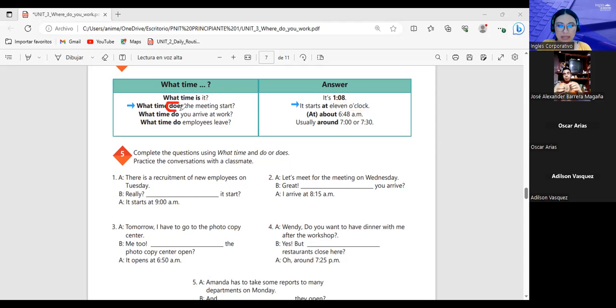What time does? Because we are talking about the meeting. Como el meeting es considerado una tercera persona, it. Cuando ya es una afirmación, tenemos que conjugarlo. It starts at 11 o'clock. Next example, what do you see here? What time do you, this is a personal question, what time do you arrive at work?